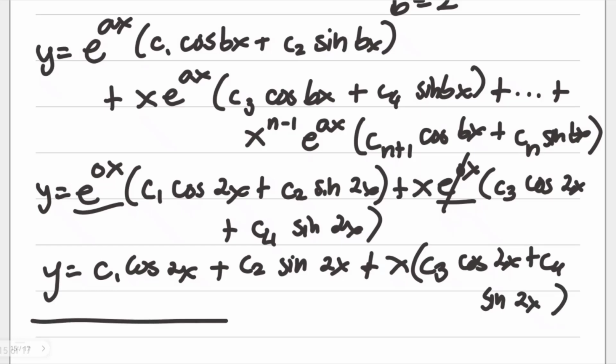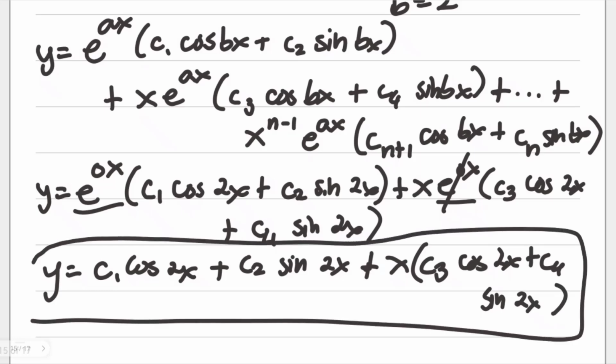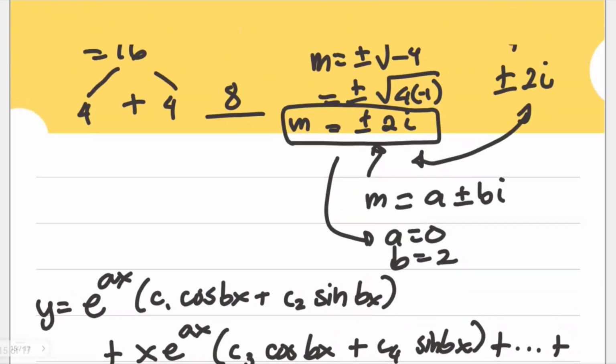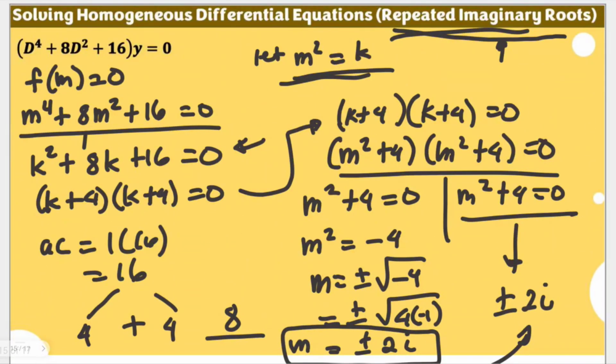This is now the complete solution for a given situation where the roots of the auxiliary equation are imaginary and there is actually a multiplicity of 2 for the said imaginary roots.